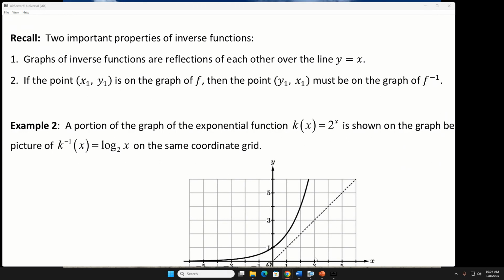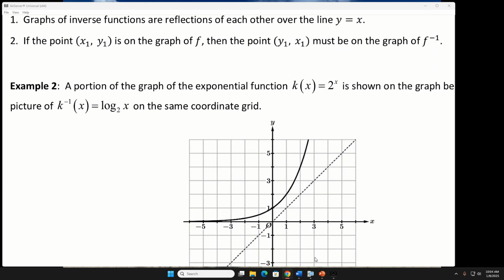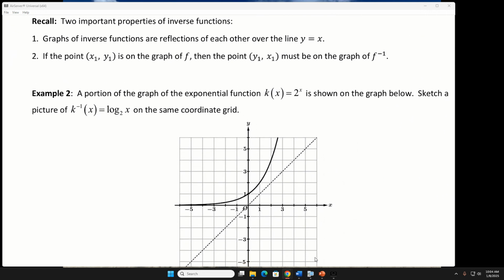So inverses are reflections over the line y equals x. And so there we go. This is the line y equals x. And so if you can visualize reflecting the graph over that, that's what the inverse is going to look like. Also, if the point x sub 1, y sub 1 is on f, then you switch that, and y sub 1, x sub 1 is on the inverse of f. So I like to use that a lot to get a good graph for my inverse.